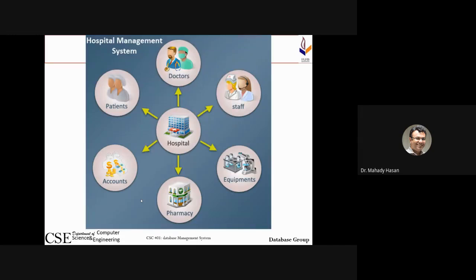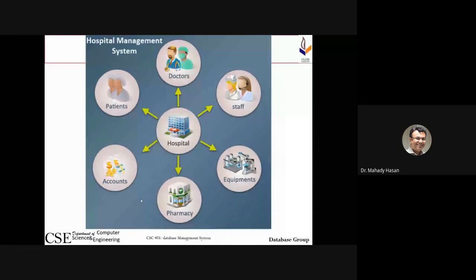So for example, in this hospital management system, we know patients would be coming, doctors would be giving service, staff would be providing different services, the accounts would be maintained, pharmacy would work, and equipment would be used to diagnose the patients, with doctors using those equipment. But what is going on, I don't have any idea.